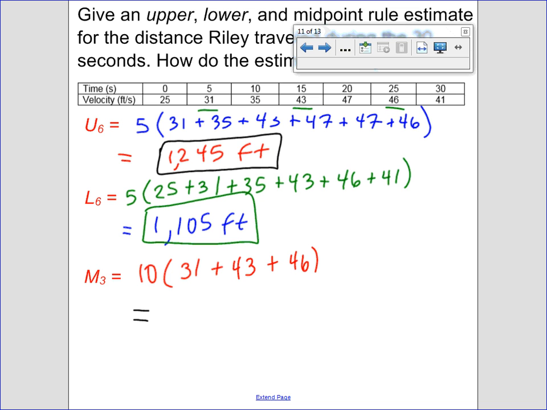So what did you get for your mid, Sid? 1,200. Feet? Yep. Good. So it looks like the midpoint approximation gave us a value in between those two, but I think it's closer to the 1245. Interesting.